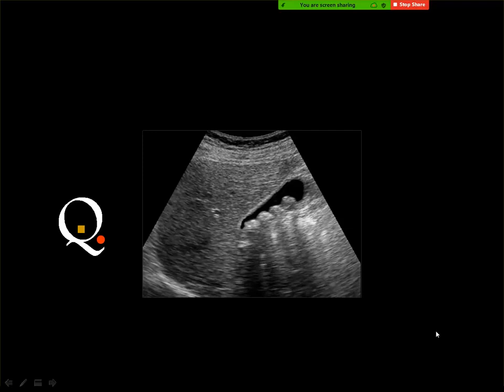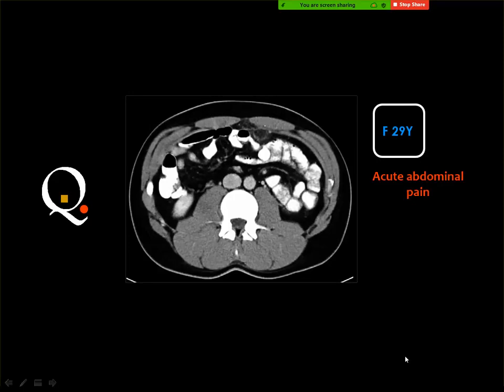Multiple lesions in the gallbladder. Gallstones. Polyps or stones? Stones. Stones because of the acoustic shadowing. These are gallbladder stones. And this patient presents with acute abdominal pain.